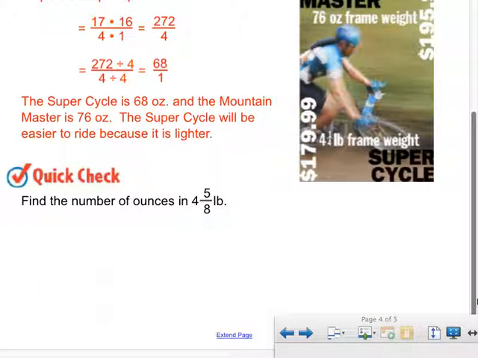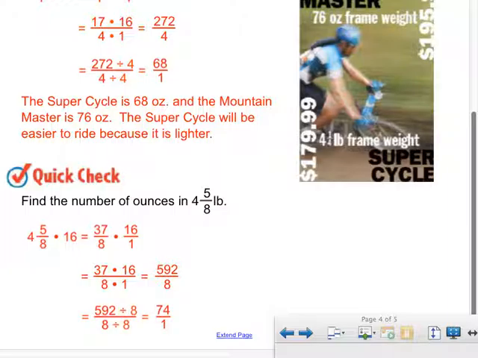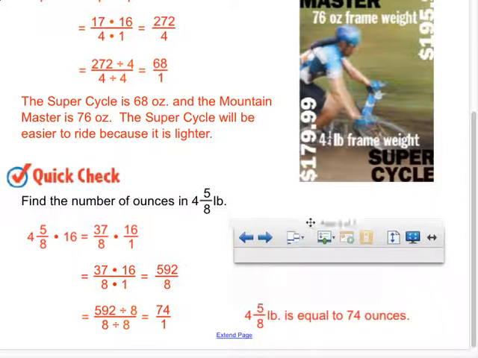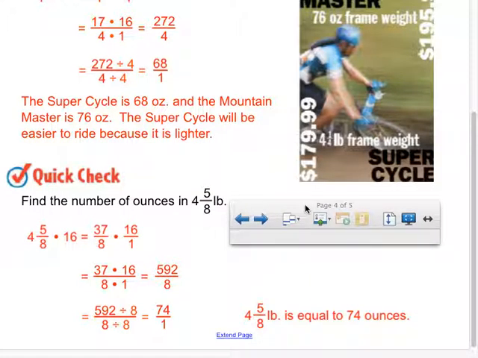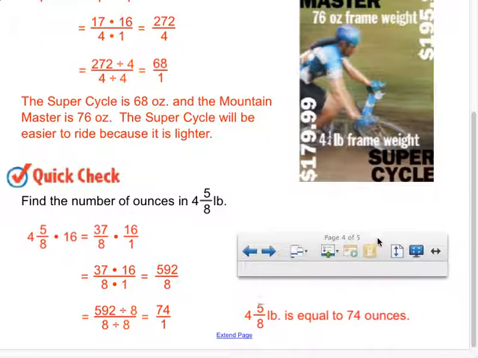Now, listen. This one right here, it tells you specifically to go from ounces to pounds. What am I going to do? Multiply by what? Nice. Here's the answers. So I have 16 times 37 over 8. 74 ounces. Last slide.